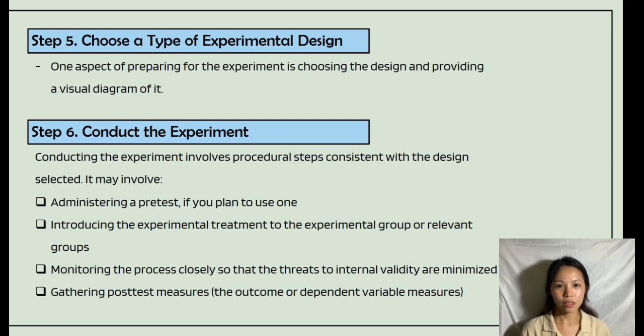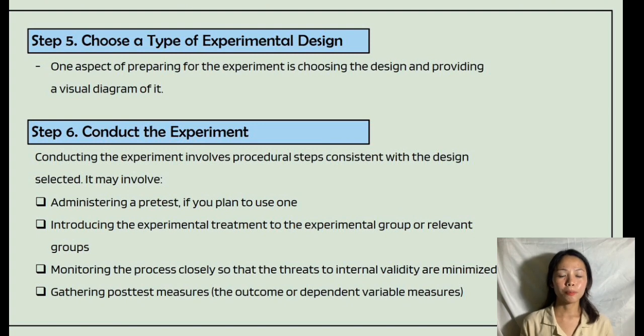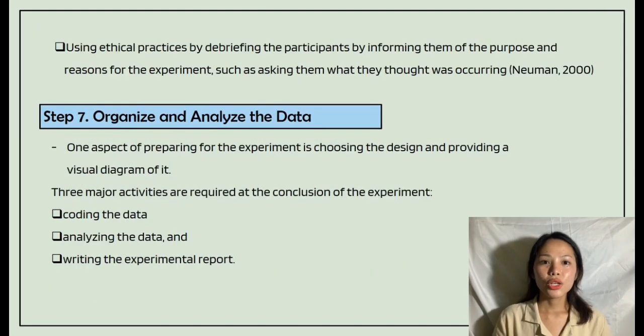Next is gathering post-test measures, the outcomes or dependent variable measures. These measures help assess the effects of the independent variables on the variables of interest, providing insights into the effectiveness of the experiments. Next is using ethical practices by debriefing the participants by informing them of the purpose and reasons for the experiments.